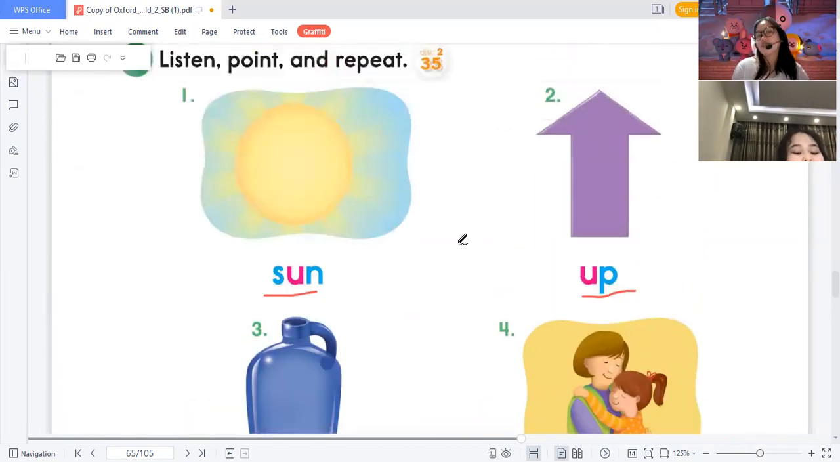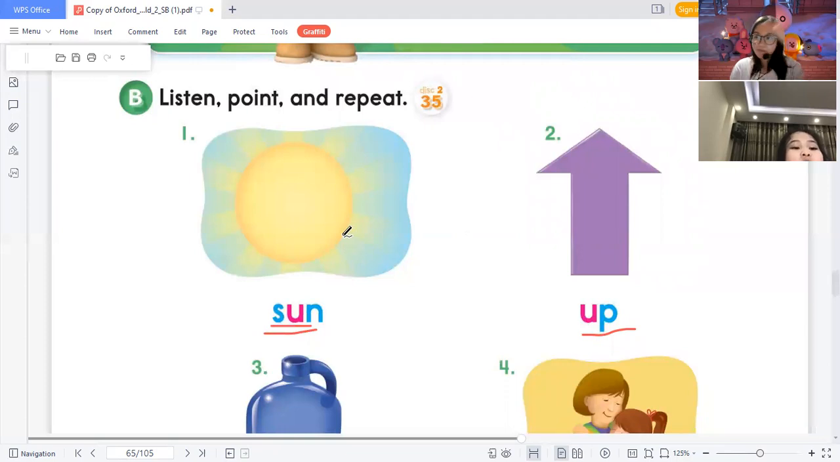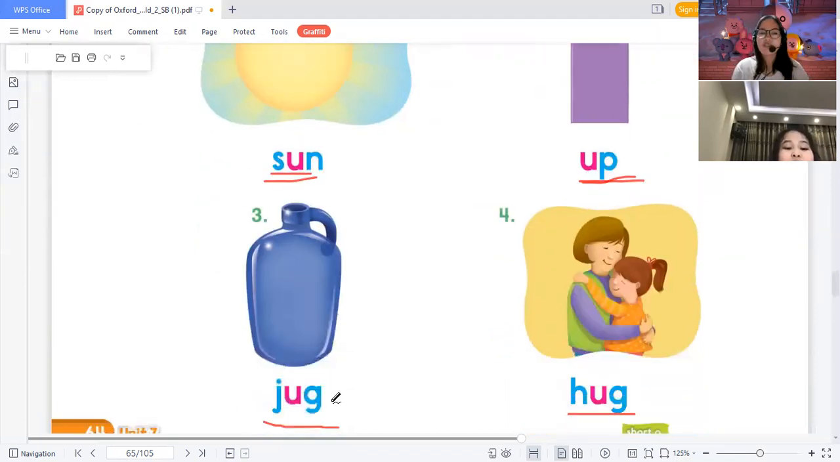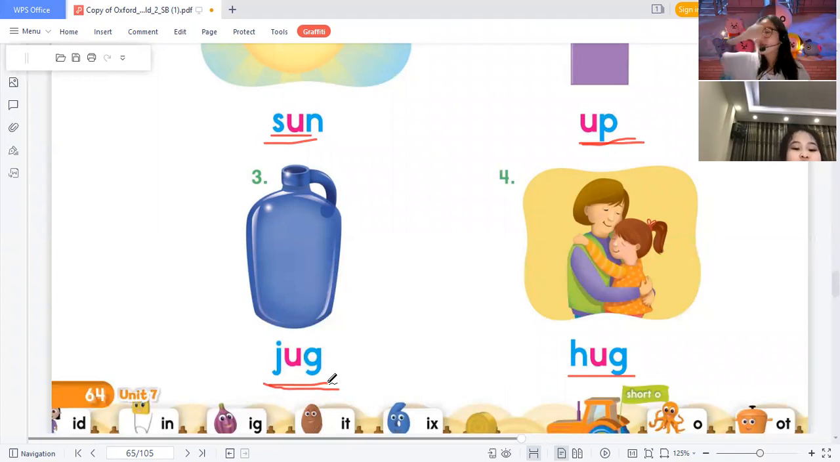Okay, so let's read again the words. Number one. Good, two. Very good. Yes, three. Jug. Yes, definitely. That's right. Four. What? I said... Remember that word? Hug. It's hug. Okay? Yes, very good. Good job.